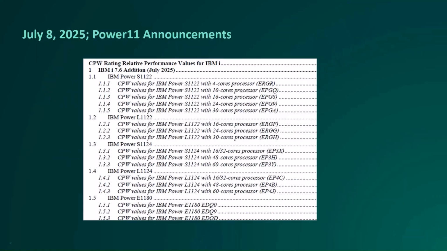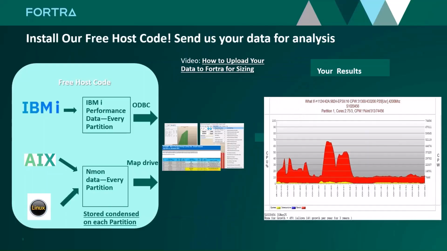Let me give a brief summary of the announcement for those who didn't see it. IBM announced an 1122, an L, which is a Linux version, an 1124, and an 1180. There are several models within this, which obviously is involved. When you're selecting a model, it gives you a lot of options as to which model and how many cores and so forth. But I wanted to talk about how Fortra can help you with figuring out going to your Power 11 machine.